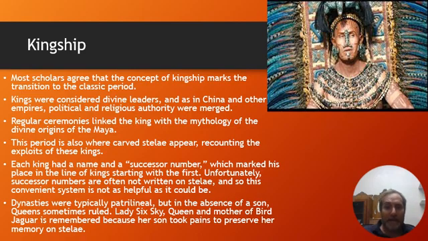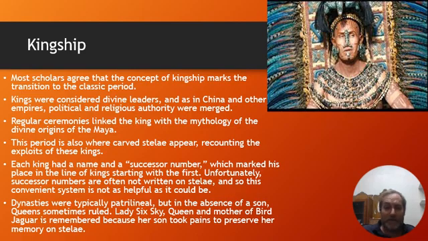Each king had a name and a successor number, which would be a very useful thing for archaeologists, right? Because it tells you exactly where in the line from the first king they are. Unfortunately, they often did not write the successor number down in the stelae, just the name, and so this incredibly convenient system is not as helpful as it could be because we don't always have the successor numbers.